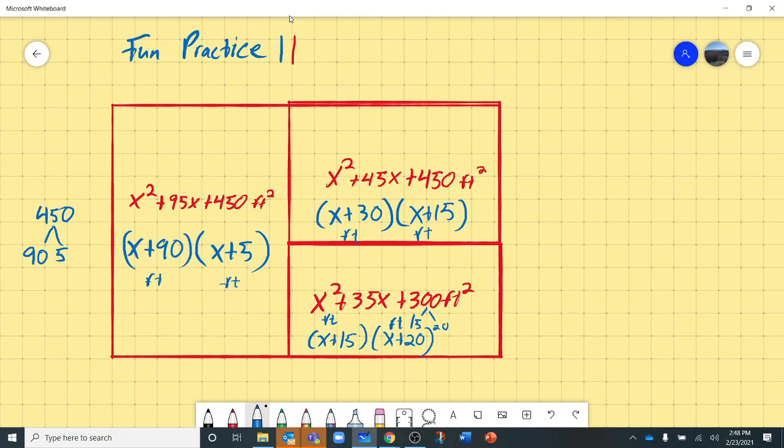When I'm looking at these, the rectangles have the same width, right? So let's say this is x plus 15. Well, that should be the same for this bottom rectangle. This part is x plus 15. And so we know that the width should be the same, because both rectangles have the same width across the top and the bottom. And so it should be the same factor. So that takes care of the x plus 15 part. That would mean that this side right here would be x plus 20, and this side right here would be x plus 30.